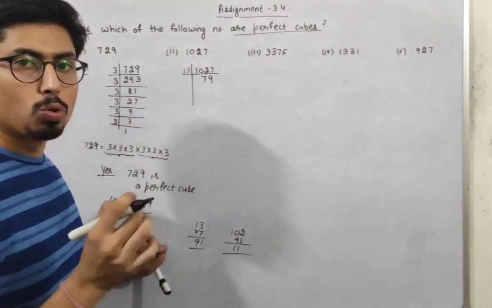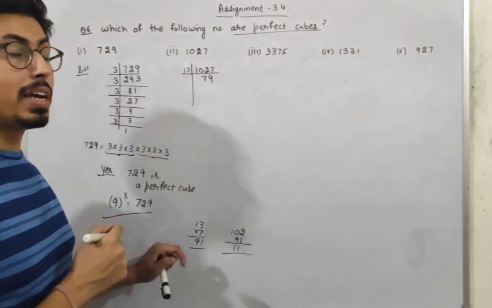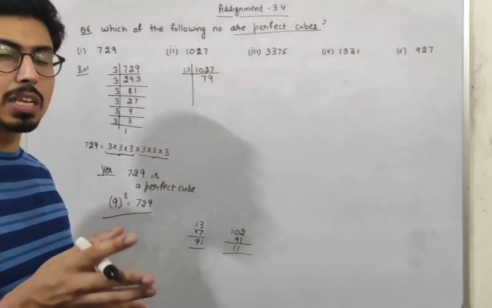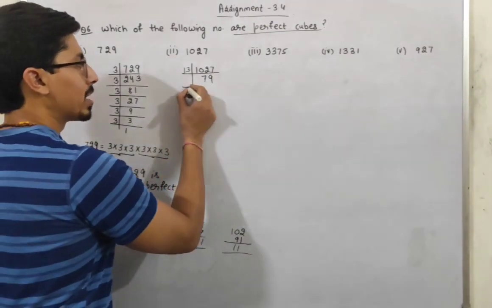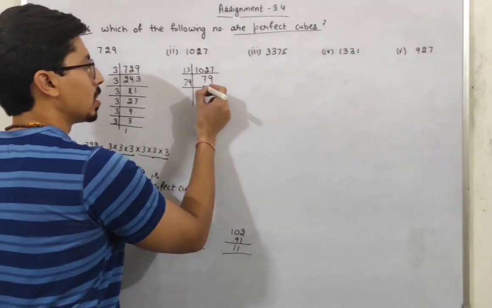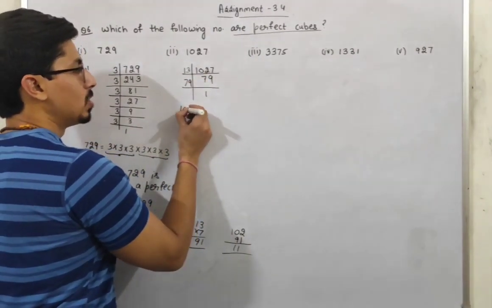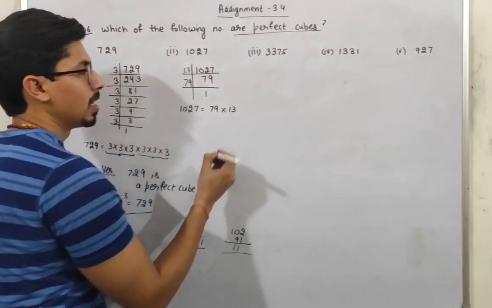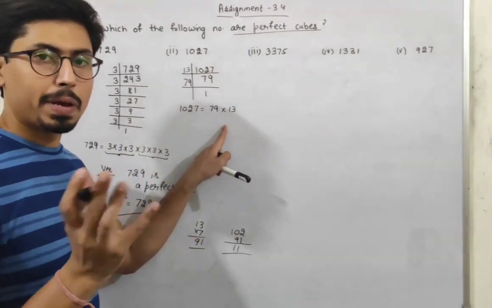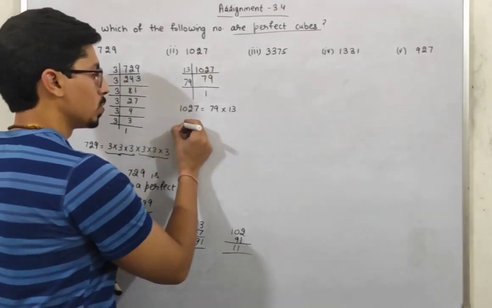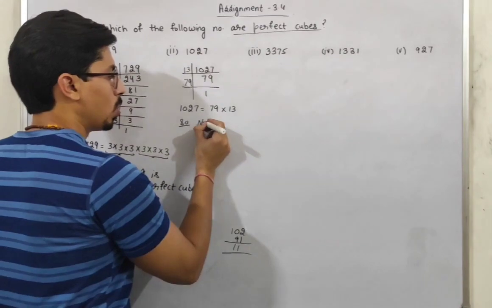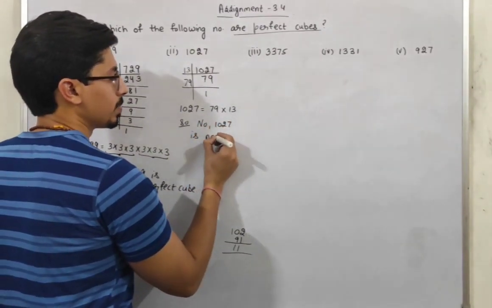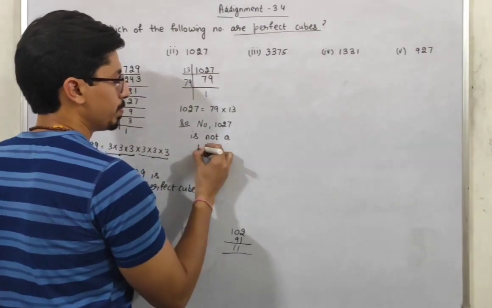If I divide 1027 by 13, we get 79, students, and 79 is a prime number. It is only divisible by 79 itself and 1. So we have to take 79 here. So yes, 1027 can be written as 79 into 13. See, none of the numbers is making a group of 3 numbers. Okay, so no, 1027 is not a perfect cube.